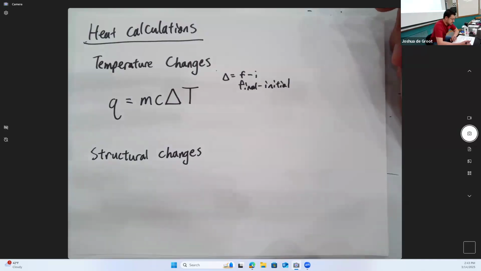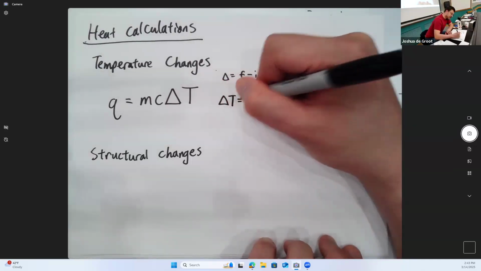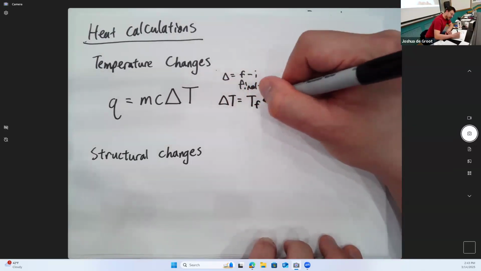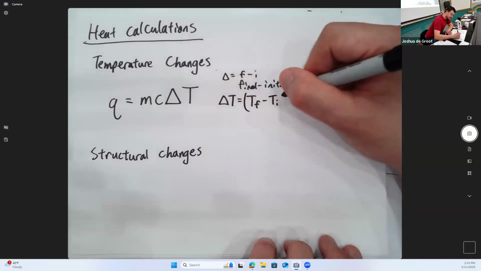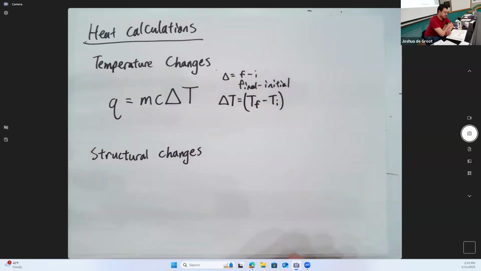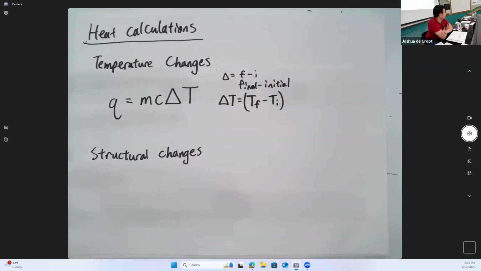Okay. So if we're talking about a delta T, that means we're going to take our final temperature and then subtract our initial temperature. Okay. So that's delta T. So I like to calculate my delta T's on the side before I plug them into the equation. And yeah, I would provide this formula.